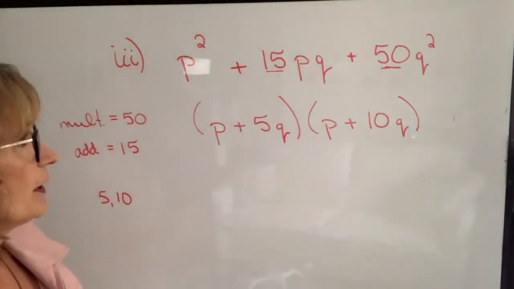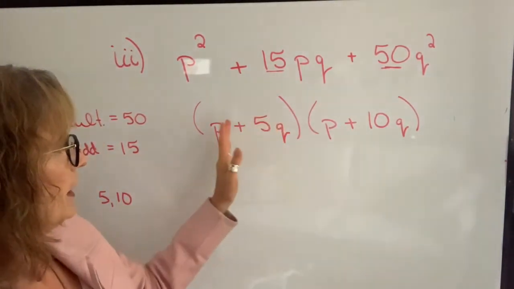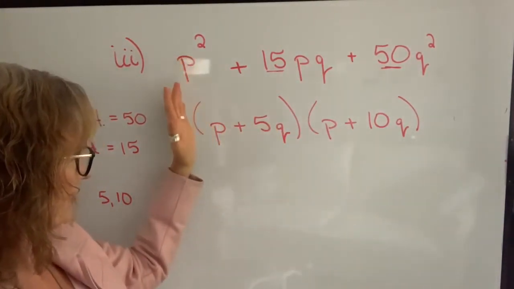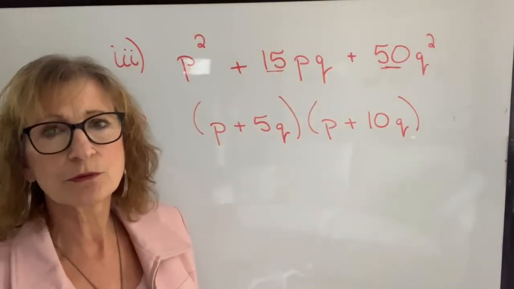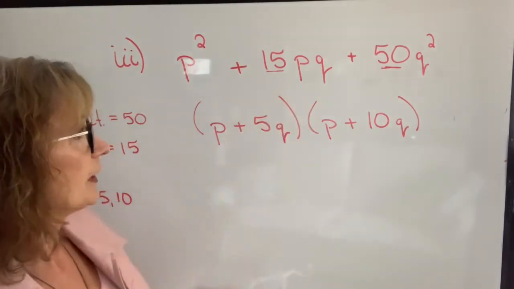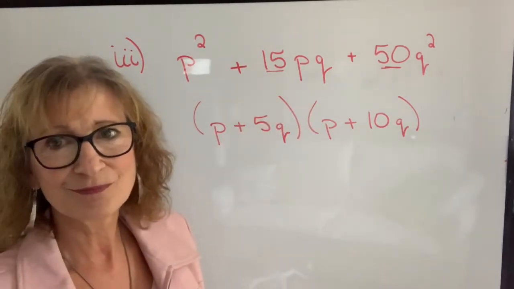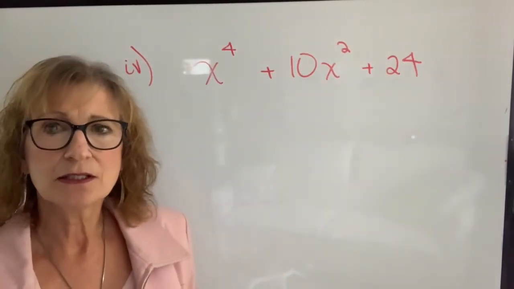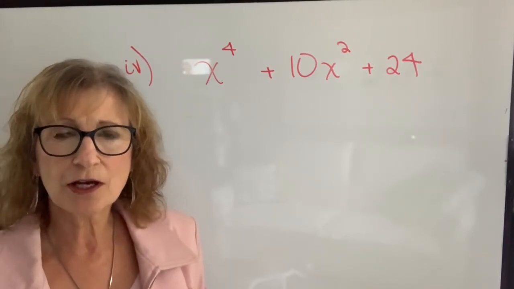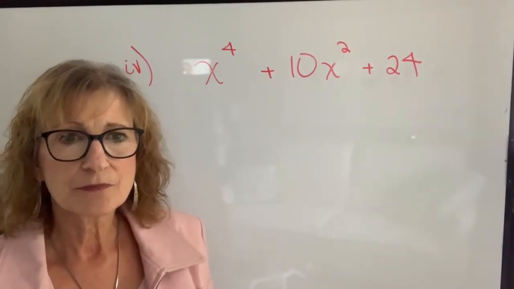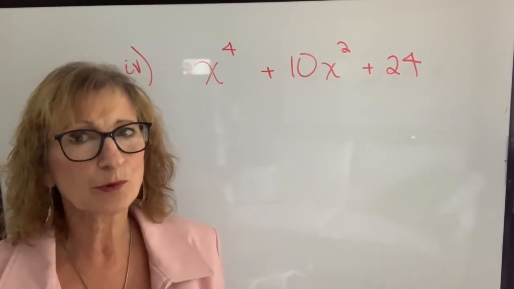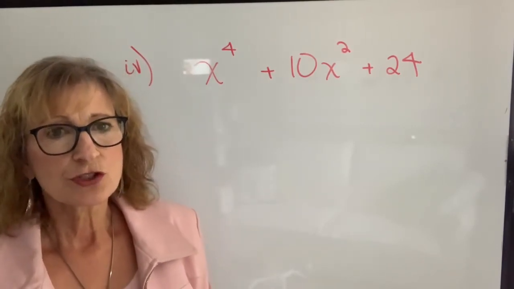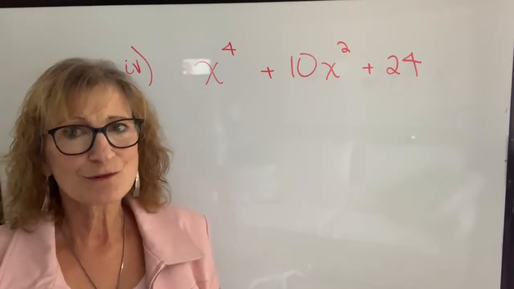So be aware that you may have a variable at the front and at the back, and then a combination of those two in the middle. So be prepared to handle that type of question as well. Sometimes in the questions that you're asked to factor, your first term won't be squared, it will have a higher power, but it will be even, which means you can write it as something squared.